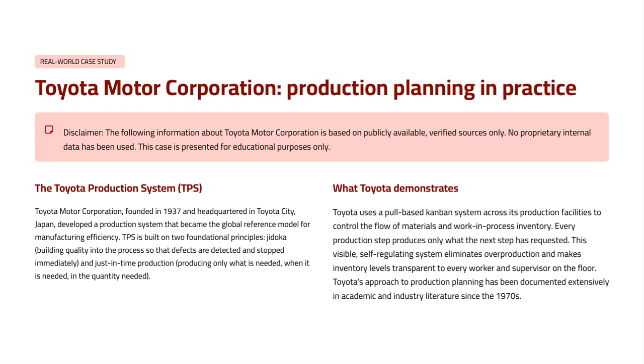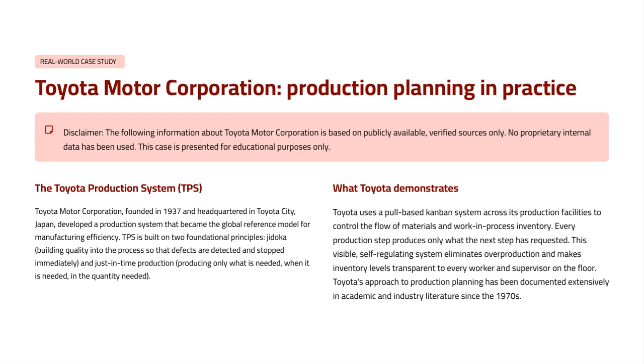One of the standout features of Toyota's production planning is their use of a pull-based Kanban system. This system controls the flow of materials and inventory by ensuring each production step creates only what the next step requires.